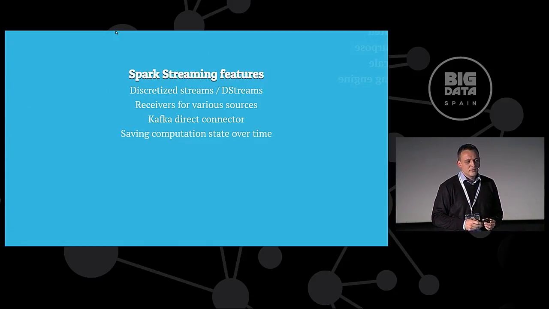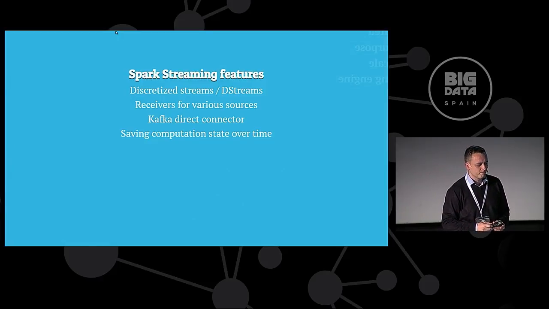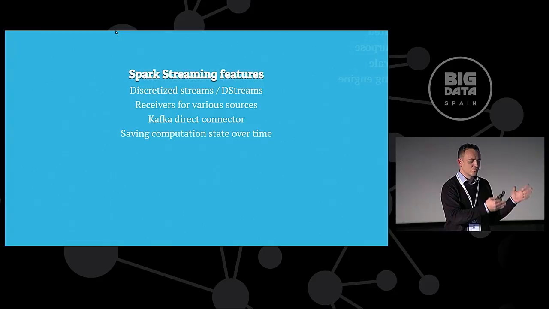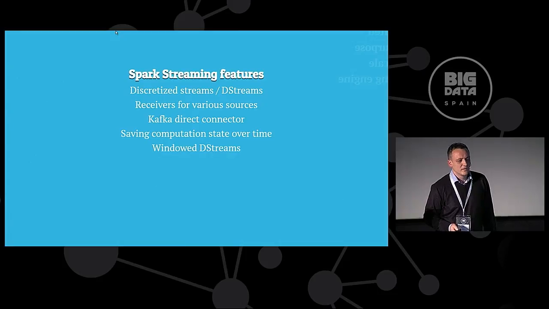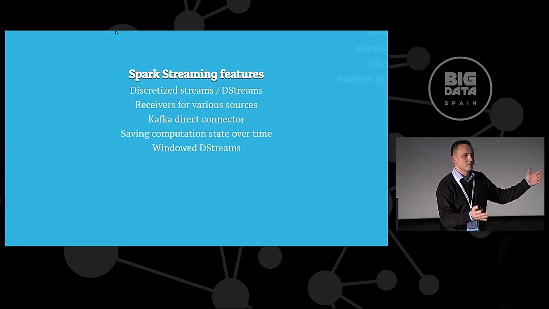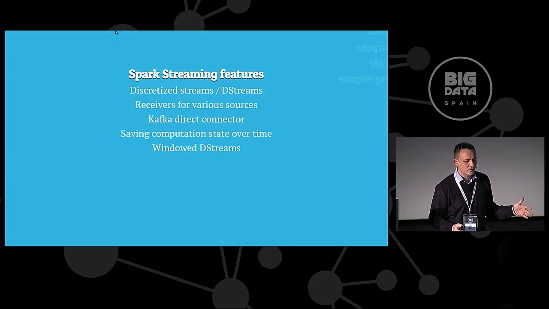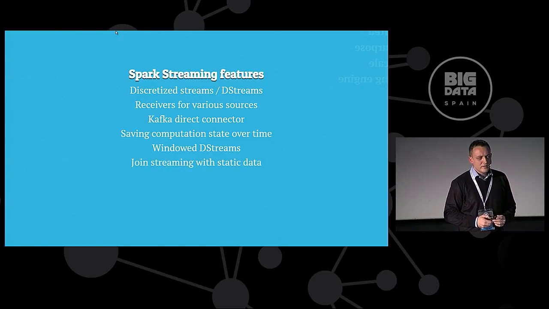You can save computational state over time, so you can maintain the state or number of certain things you counted from the beginning of your program and so on. You can use windowed DStreams, which are pretty standard these days. Lots of other frameworks have them, which enable you to count some objects or work on a state from just the last X minutes or seconds and so on. You can join streaming with static data.